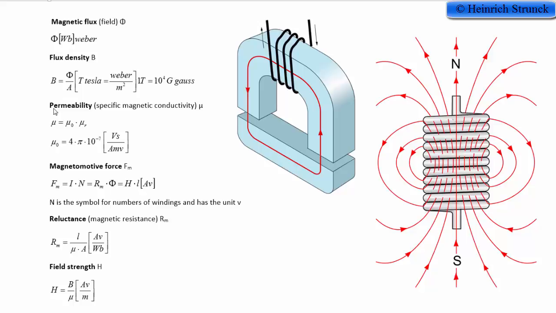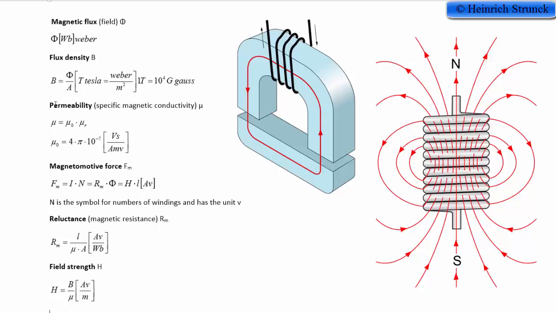Then we have permeability, or specific magnetic conductivity. It has the symbol, the Greek letter mu. Here it is actually the conductivity for the material, for example here in the core. And the conductivity for iron is much higher than air. It can easily be some 100 times better at conducting the magnetic field than air.